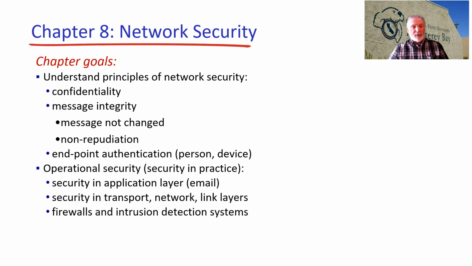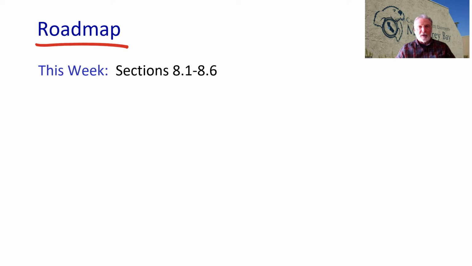The fourth principle is operational security. How do we protect the data in all layers of the TCP/IP stack? And how do we protect the network itself from attack? During this week, we'll cover sections 8.1 to 8.6. We will first look at cryptography and how that provides the basis for confidentiality, message integrity, and authentication.